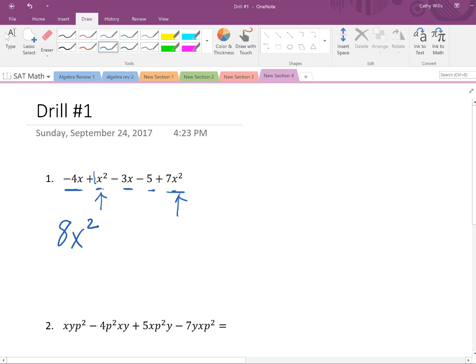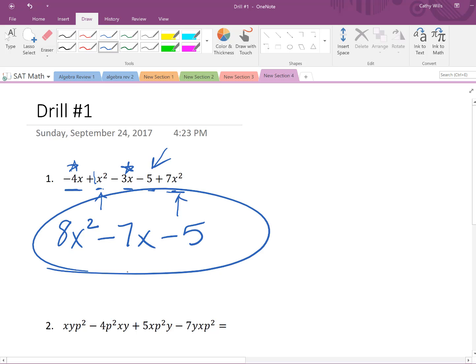Then you look at your x terms, the ones that have just an x, x to the first power. Those are like terms. You've got minus 4x minus 3x. Negative 4 minus 3 is negative 7, so minus 7x. And then you have a minus 5 right here, which is by itself. There's nothing else to go with it. So this is the answer for this problem. That's how you add like terms.